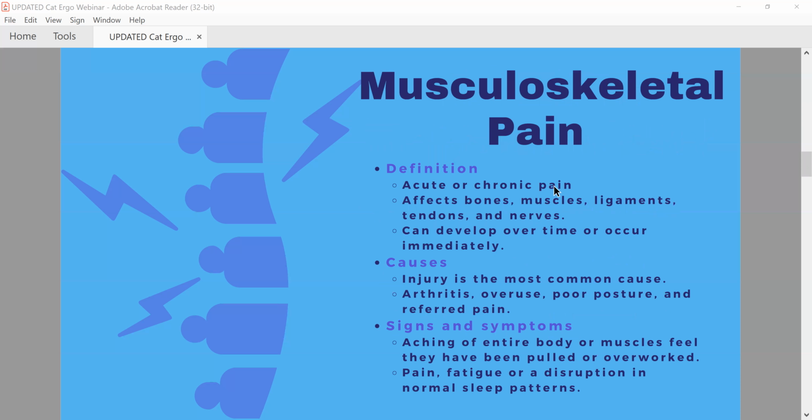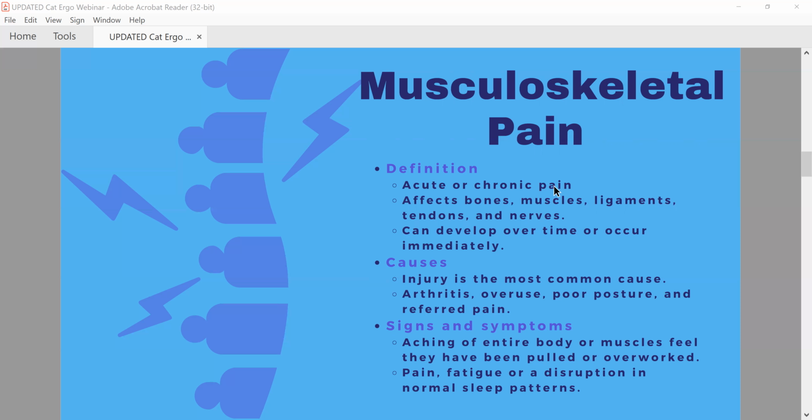In the last slide, I mentioned the term musculoskeletal pain. To be brief, MS pain is pain that is described as acute or chronic. It can affect bones, muscles, ligaments, tendons, and even nerves. Like most types of aches and pains, it can develop over time or it can occur immediately due to overload. In order to prevent it further, we have to look at the cause of it.